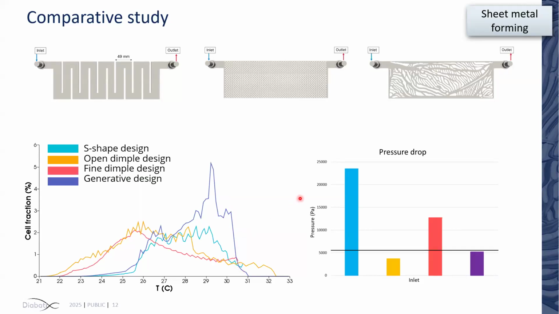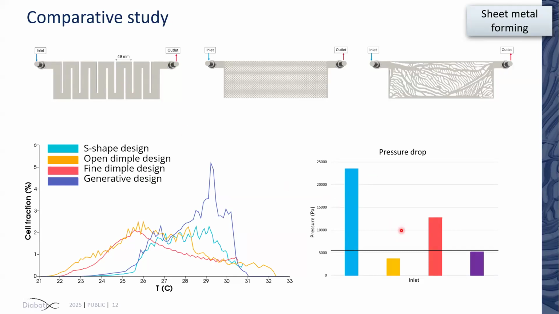In terms of pressure drop, you can see in this graph that the S-shape design and the generative design are highly comparable when it comes to temperature. But when it comes to pressure values, the S-shape design turns out to be a highly inefficient design, and the pressure loss is almost 4 times the target value that we want to set. Here the target was 5.5 kilopascal. The pressure drop in the S-shape channel was about 23 kilopascal, which is highly inefficient in terms of pressure drop.